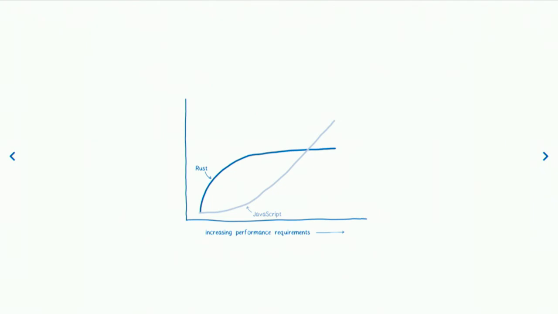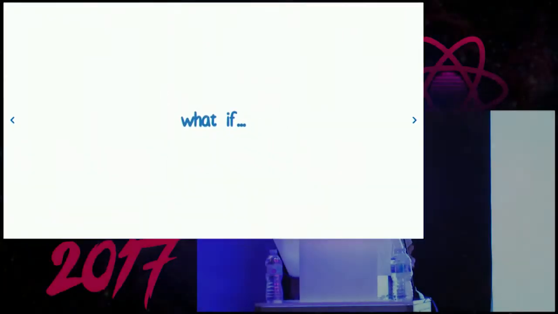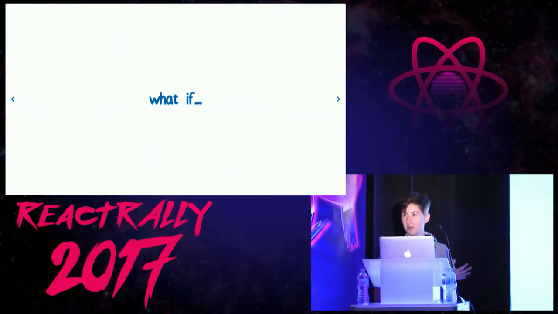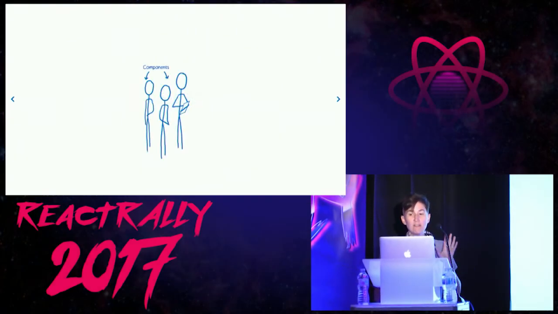It would be nice if we could have the advantages of JavaScript, so the speed that you can prototype and the speed with which you can learn how to write JavaScript, but also have the predictable performance of something like Rust when you're actually running the code. So I want to throw a what if out there. What if we could write some of our components in JavaScript and then have other ones in WebAssembly and run those side by side? Now, I don't want to imply that this is easy.